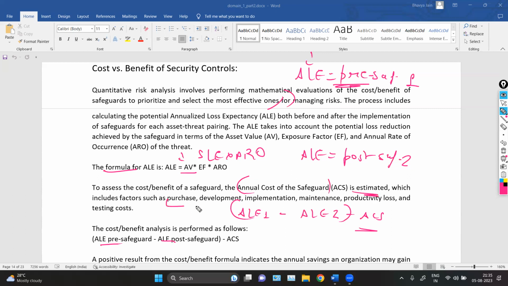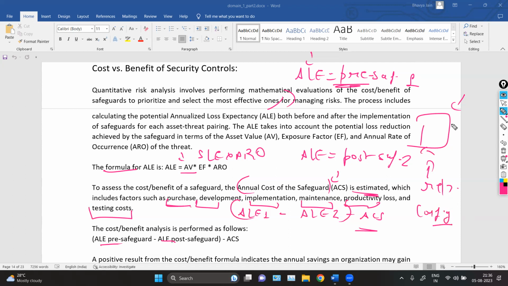And what is this ACS? It is the annual cost of safeguard, which is estimated and includes factors such as purchase, development, implementation, maintenance, productivity loss, and testing costs. You also have to give a monetary value to this ACS. It depends on various factors like purchase. Let's say this PC is vulnerable. Now you have two options: either you can replace this PC, meaning you purchase a new one, or you can configure it once again.